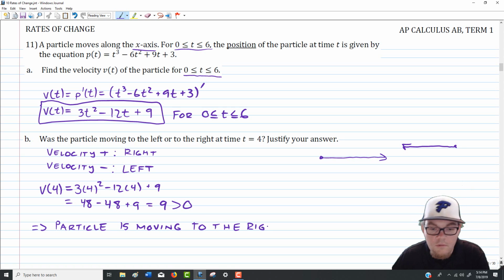To the right, to the right. There's a song saying things. Particle is moving to the right.